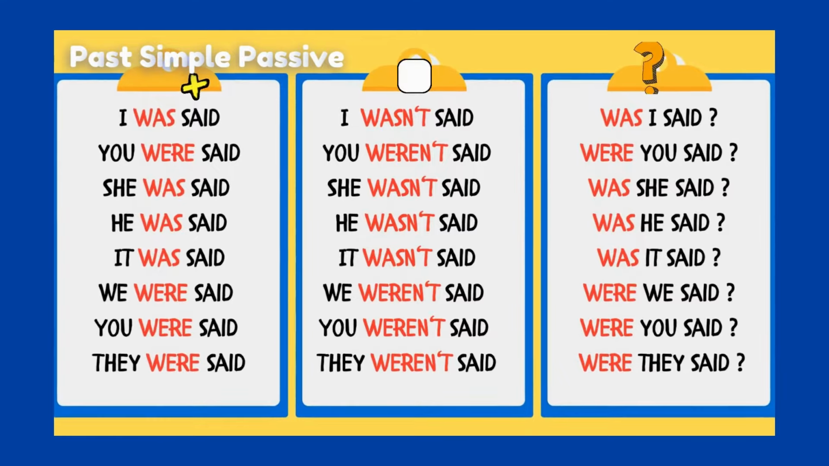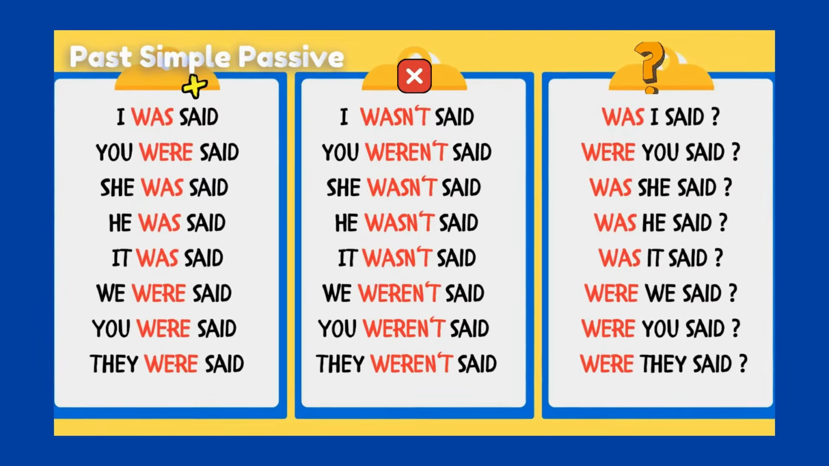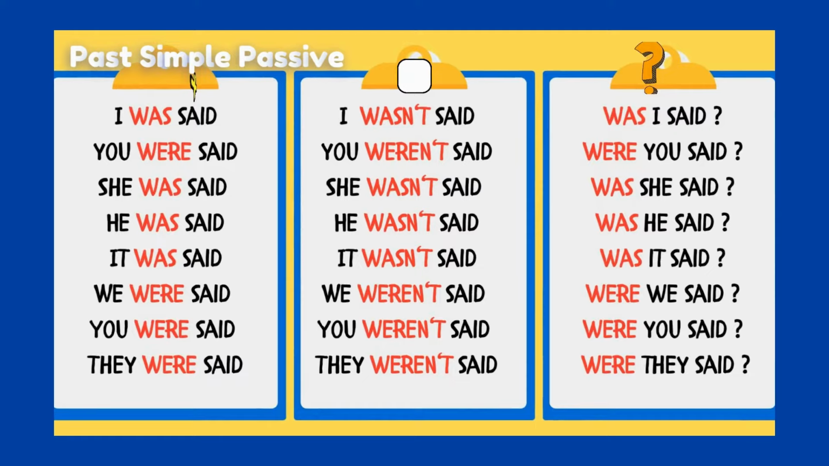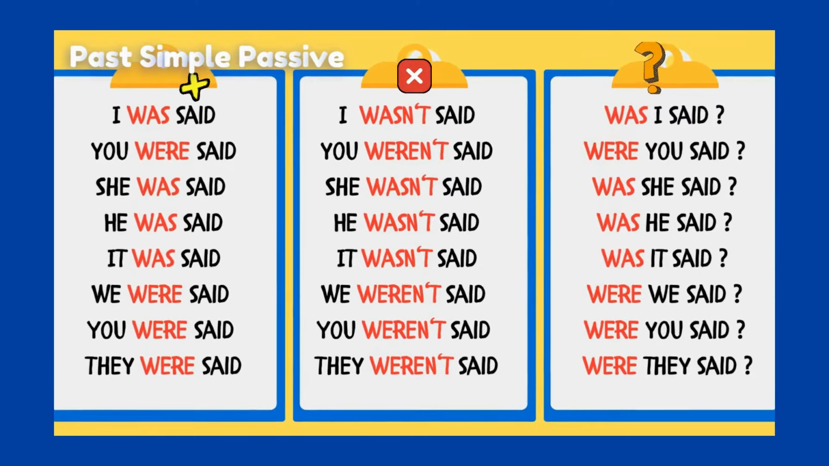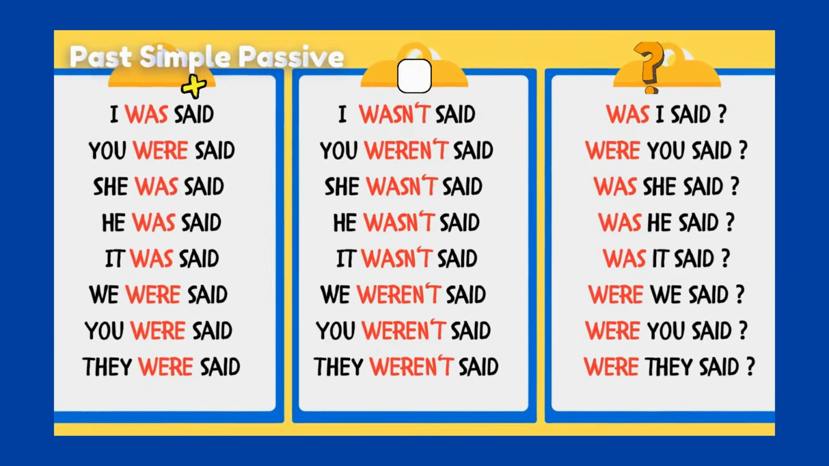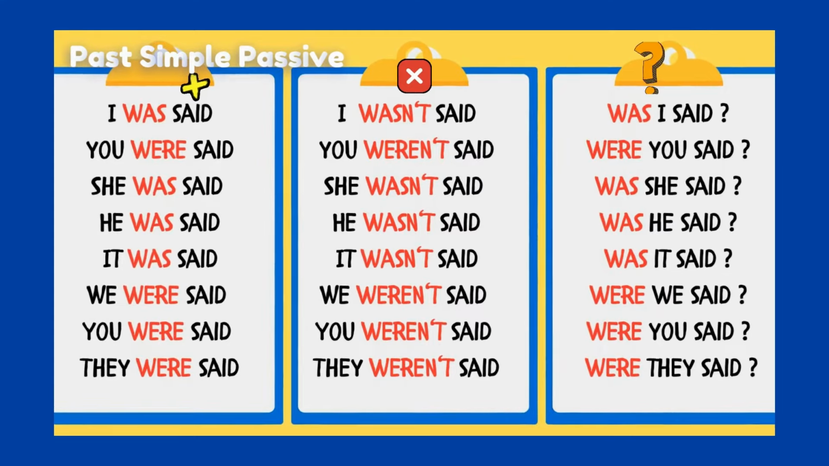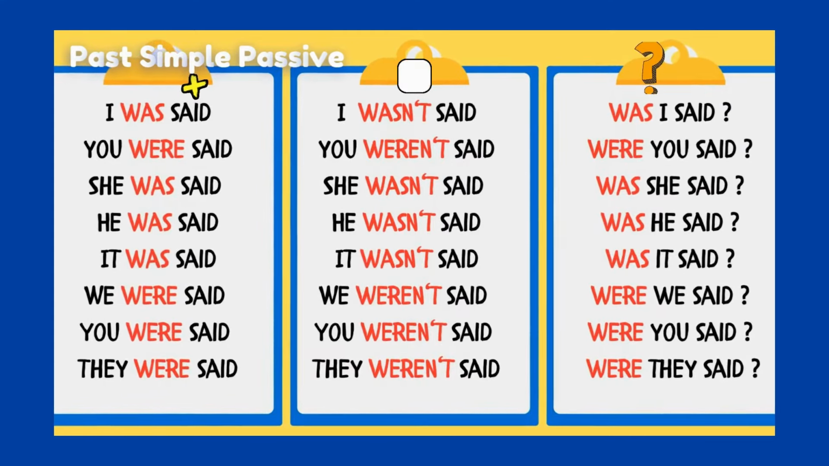Interrogative form or questions: Was I said? Were you said? Was she said? Was he said? Was it said? Were we said? Were you said? Were they said?